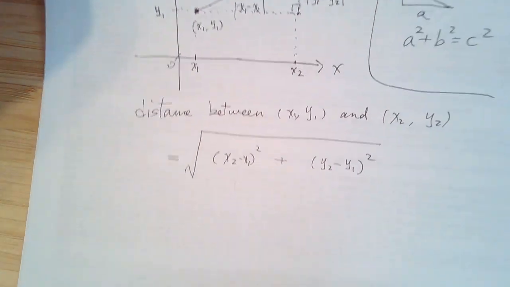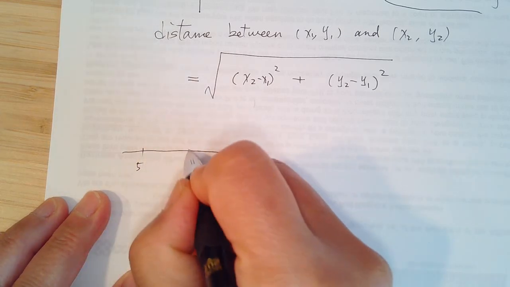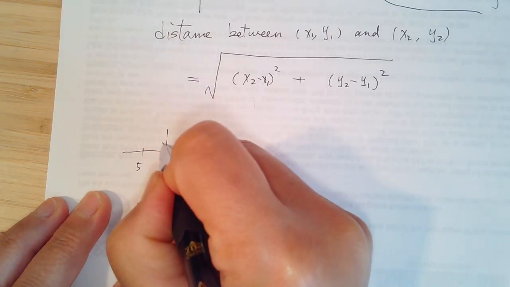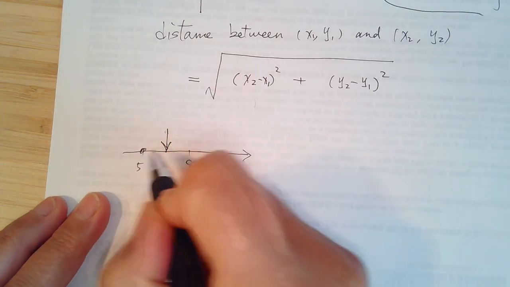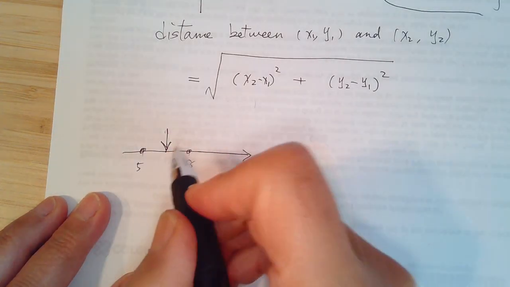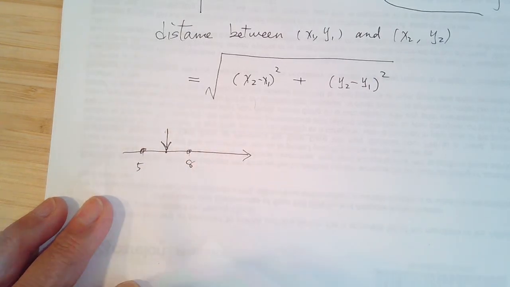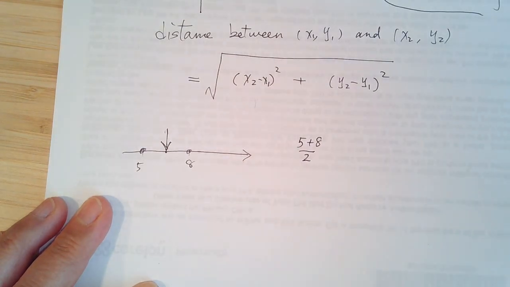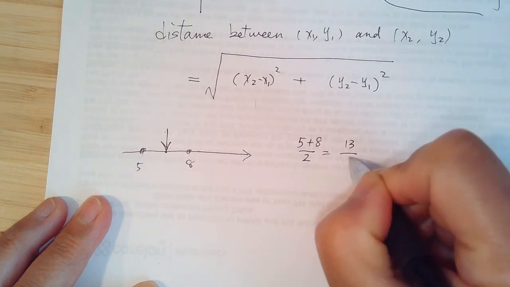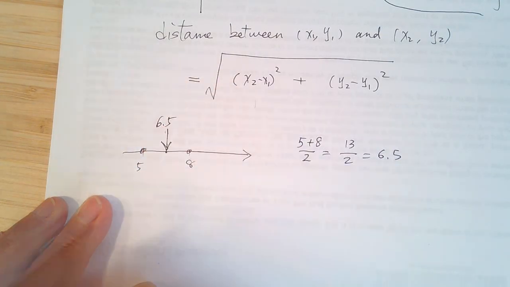Now, let's do a quick review on the number line. Again, the one-dimensional space. This is 5, this is 8. Can you find where is the middle number, or the midpoint, between these 2 points? If I give you 2 points on the number line, what is the value of this point? So that would be 5 plus 8 over 2, right? Which is the average of these two. So that's 13 over 2, which is 6.5. So I know this is 6.5, right?